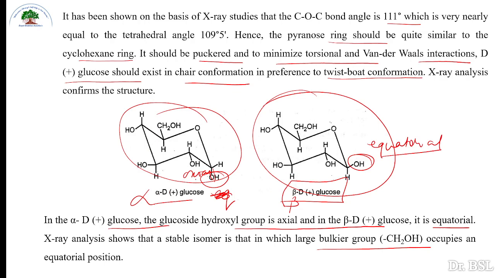Remember, in alpha the OH group is axial and in beta it is at the equatorial position.